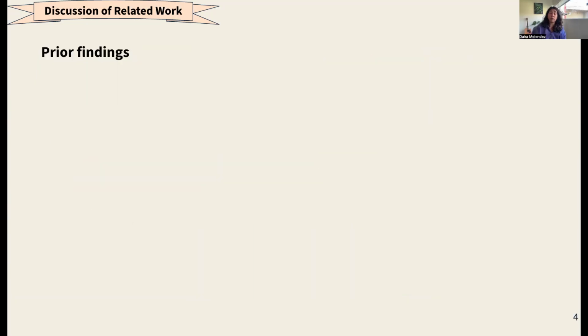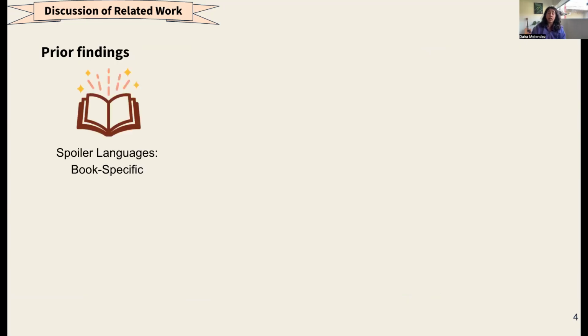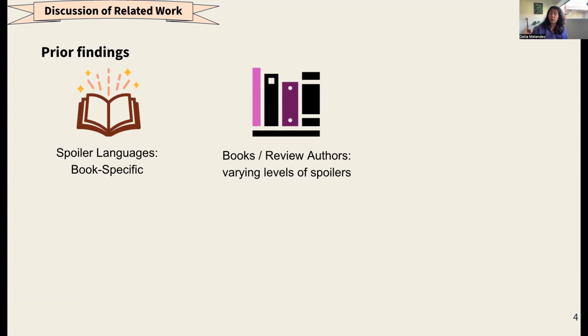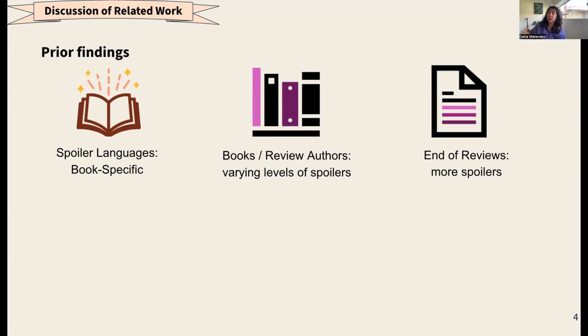What we know about the previous work based on that publication is that spoiler language tends to be really book specific. So it's not really across all around spoiler language. We also know that books and review authors have different levels of spoilers. Perhaps some users write more spoilers than others, and some books have more spoilers about them than others. And what's really interesting and what the paper found is that the end of reviews often have more spoilers. So if you take the time to read all the way to the end, you might figure out something that's happening.